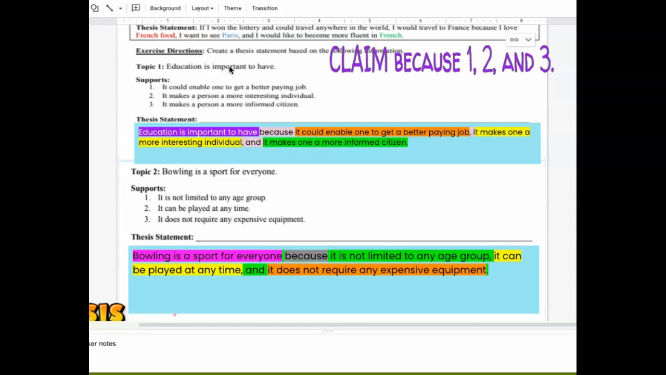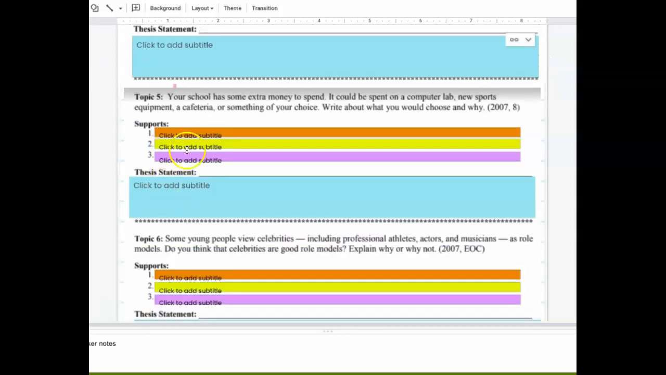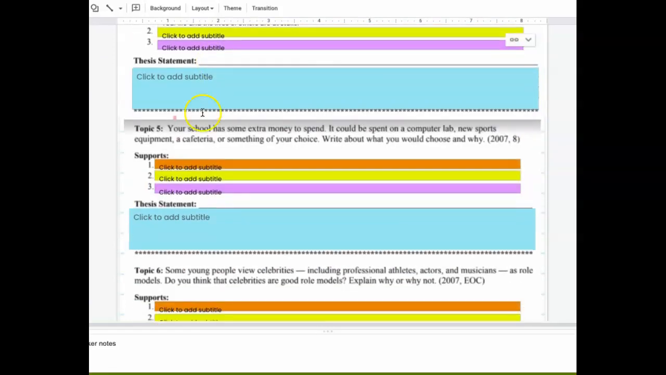A little. Let's look at slide 5 where we actually come up with a claim. So for example, number 5 down here, it says your school has extra money to spend. It could be spent on a computer lab, new sports equipment, a cafeteria, or something of your choice. Write about what you would choose and why. So what is something we could pick that our school money could be spent on?